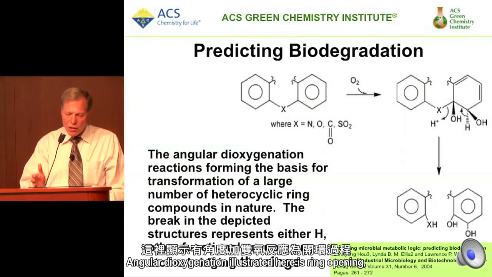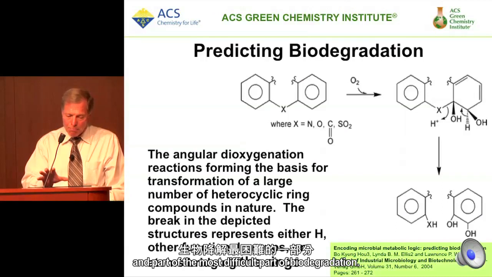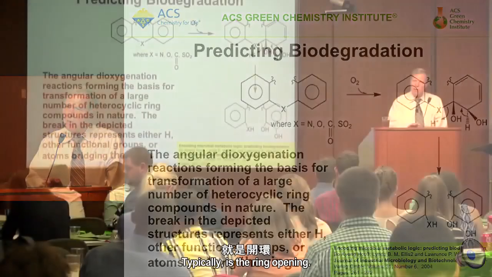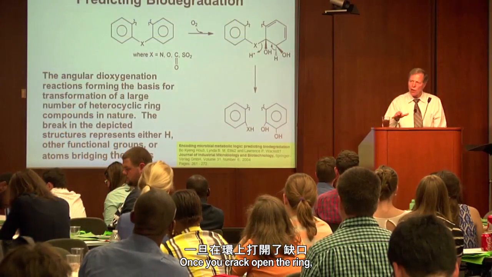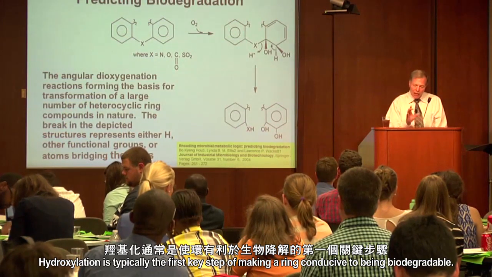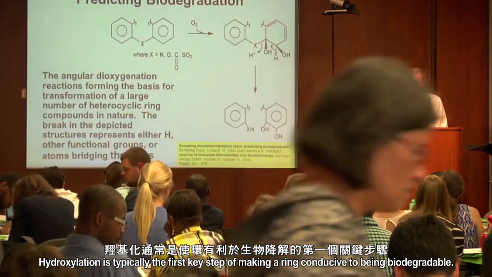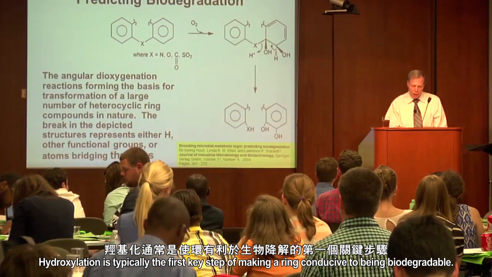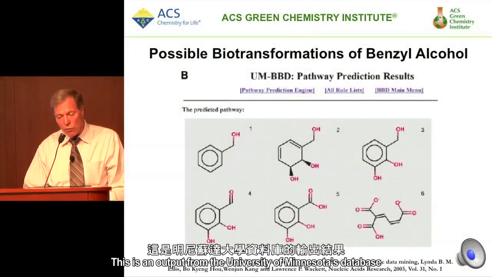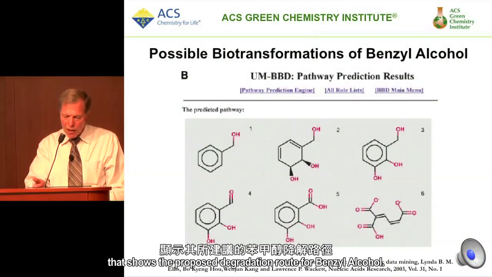Angular dioxygenation, illustrated here, is ring opening, and part of the most difficult parts of biodegradation typically is the ring opening. So once you crack open a ring, a molecule typically becomes much easier to degrade. Hydroxylation is typically the first and the key step of making a ring conducive to being biodegraded. This is an output from the University of Minnesota database that shows the proposed degradation route for benzyl alcohol.